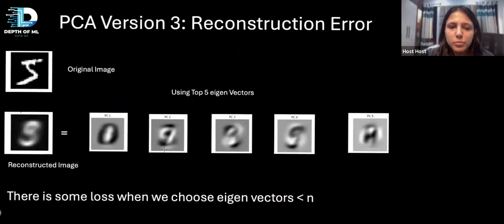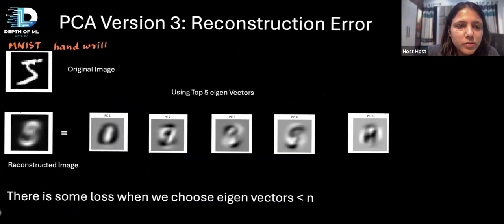Now let me go to the third version of PCA, which is the reconstruction error. Okay. So let me give you some context over here. So this is an image from MNIST. I have already told you many times that MNIST is a data set which has handwritten digits. Okay. So this is a 5. This is the original image that I've taken from MNIST.